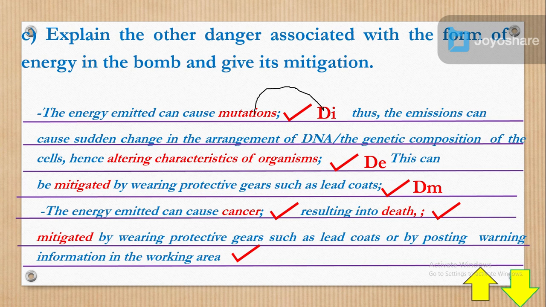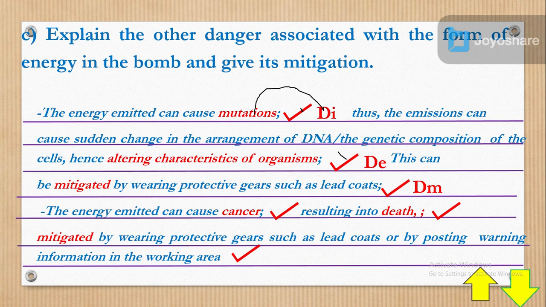Then next you must explain it. So that is the DE. Thus the mutations can cause sudden change in the arrangement of the DNA or the genetic composition of the cells, hence altering the characteristics of organisms. So that's a danger explained. So when you give a danger, be there to explain it. Okay, after that now you put there a tick and the E. These are now 2 marks here. Now the E, that's the danger explained.